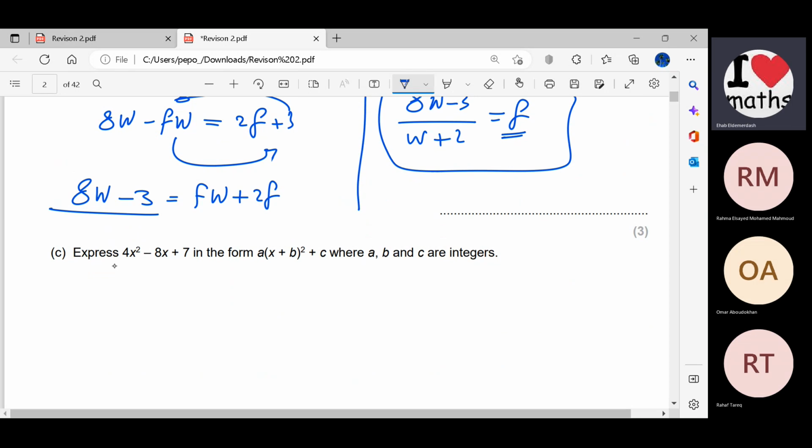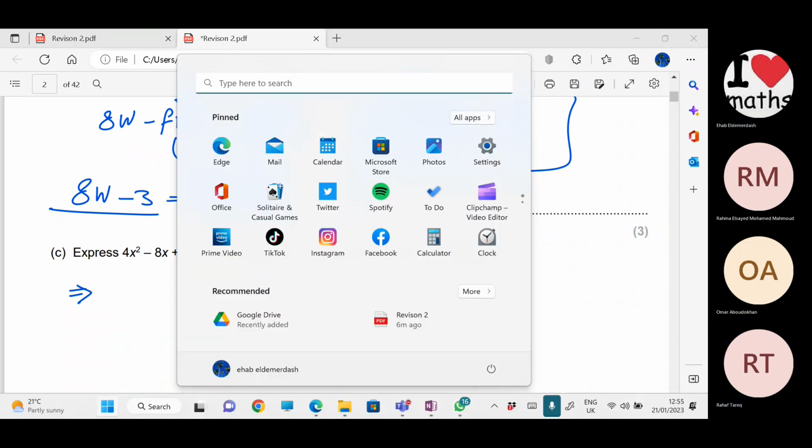Okay, let's remember how to express the expression as a perfect square. Who can tell me? Do you remember how we were doing this one, completing the square? Do I have to revise it? Let me revise it. Do you have a problem, so we can revise this one? Okay, my first step, if I have to work on this question, Rahaf, you're saying?